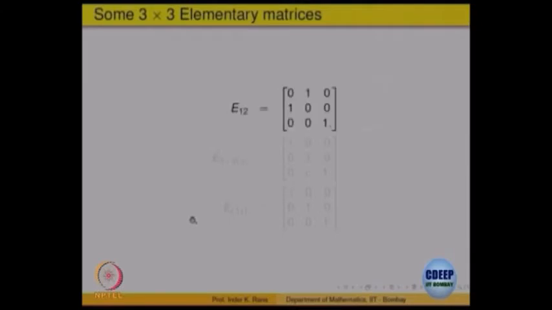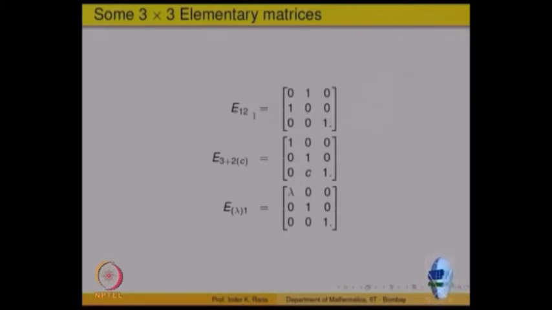So, let us just look at examples of what E12 means for 3 by 3. What is E12? Interchanging row 1 with row 2 of the identity matrix, right. In the identity matrix it is 1 here at the leftmost corner, 1 0 0. So, that has gone, and row 2 has come up.